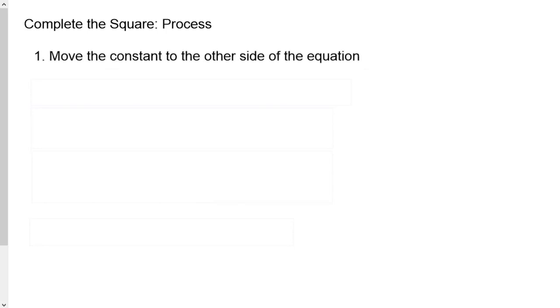So to do the process of completing the square, take the constant in the equation and move it to the other side. Sounds a little bit strange, because whenever we're solving quadratics, we want to get our quadratic set equal to 0. We're doing this in a different way, so that's fine.